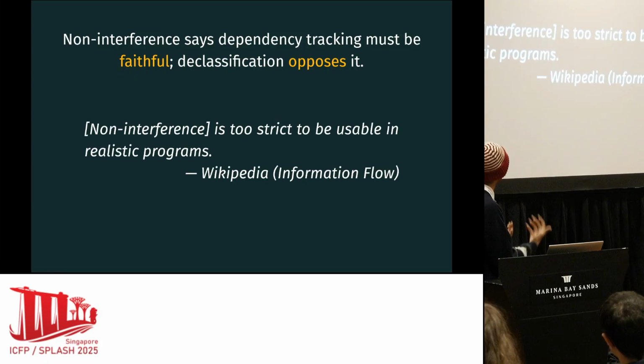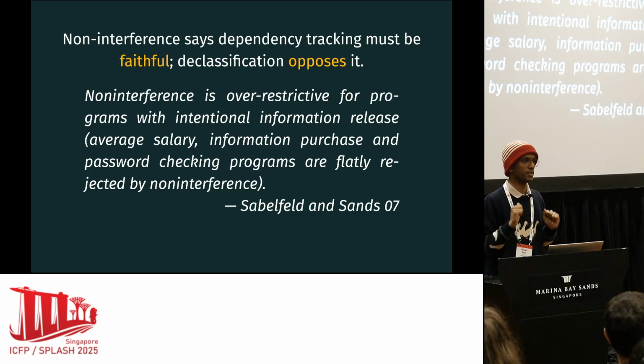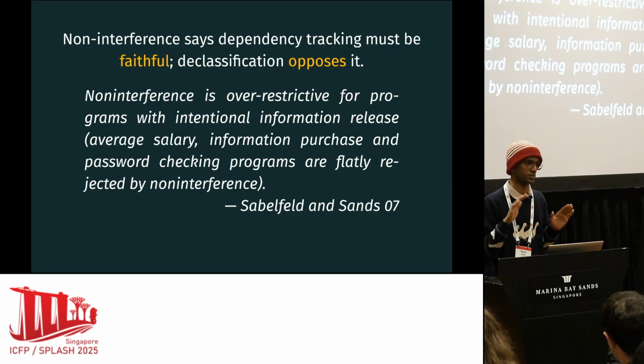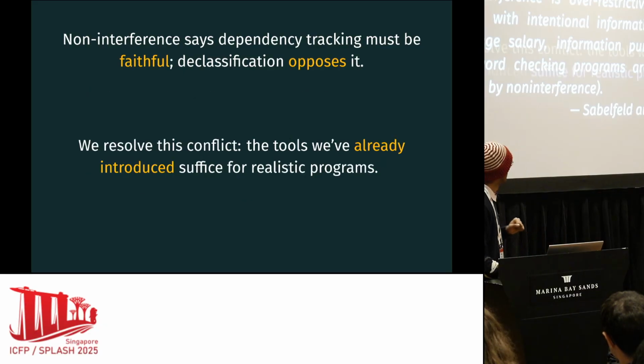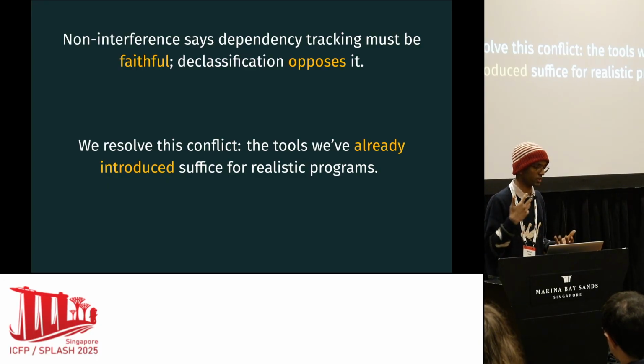So if you look at the Wikipedia page on information flow, it just says this outright, right? And to use a better source than Wikipedia, there's this wonderful paper by Sabelfeld and Sands from 2007 that says, this password checker program that we want to write is not possible under a fully strict non-interference policy, right? But I want to advance the perspective in this talk that non-interference is really a far more practical property than a lot of people give it credit for.